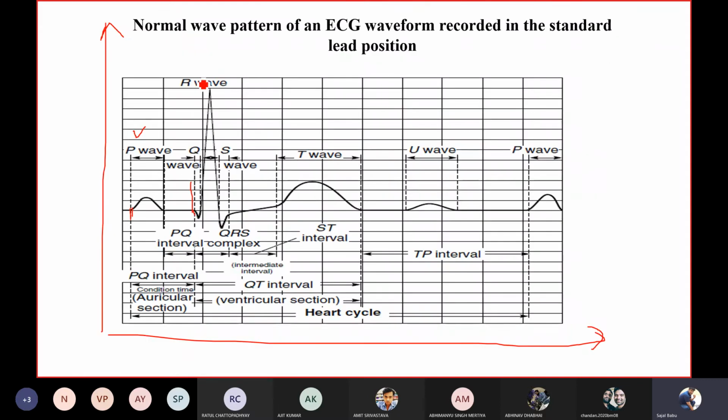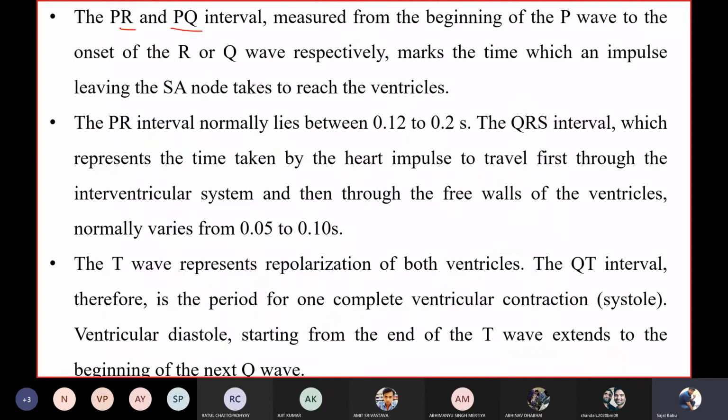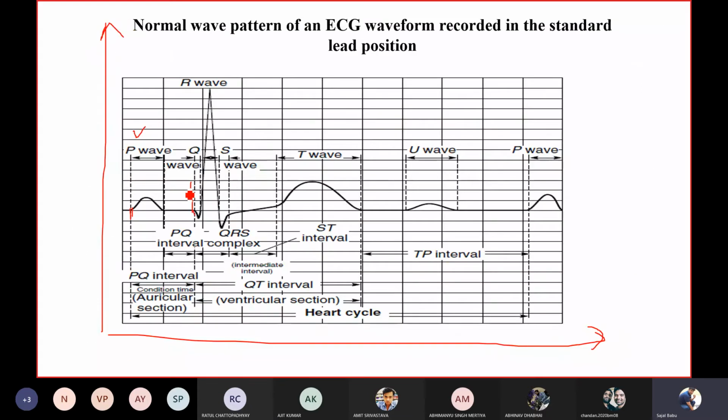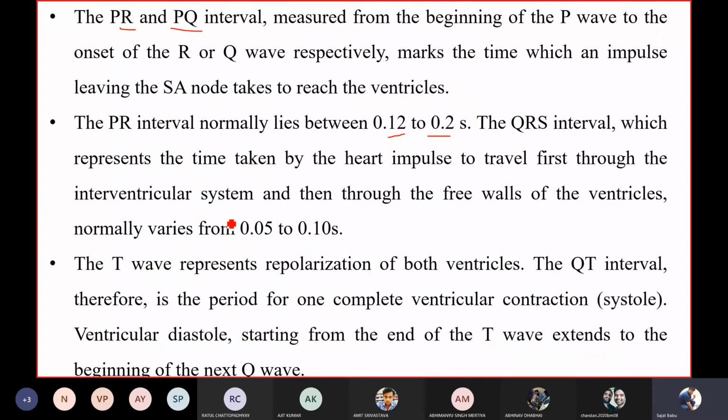And then the PR interval. This PR is the time taken by the impulse to start from the SA node and reach up to the ventricle, and that time period will be 0.12 to 0.2 seconds. So I think now you are clear that starting from P wave up to R, the complete time period is the time taken by the impulse generated at the SA node to travel to the ventricles. That is called the PR interval, and the time period lies between 0.12 to 0.2 seconds.